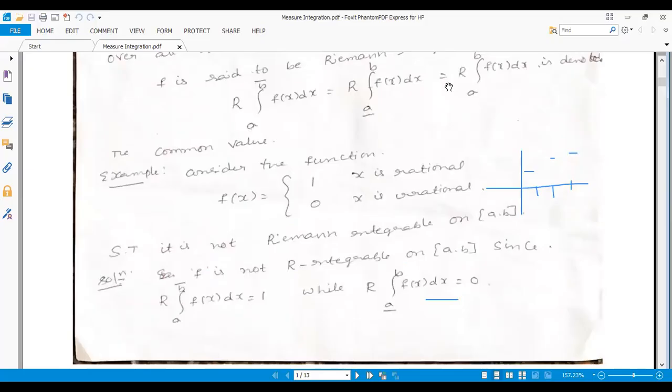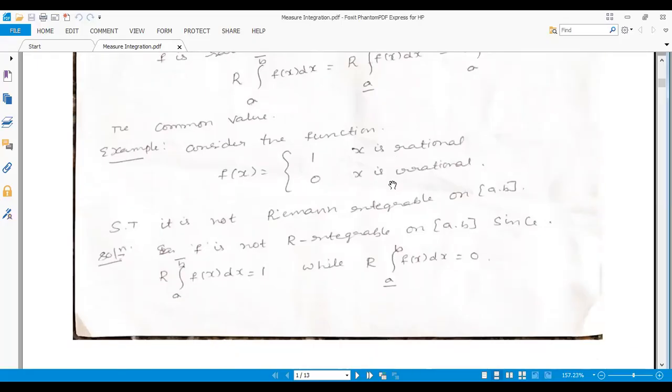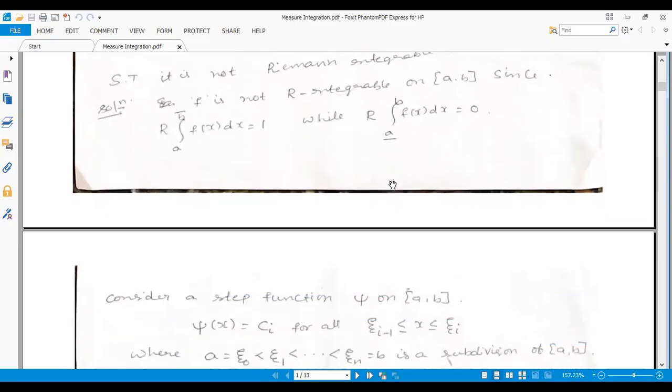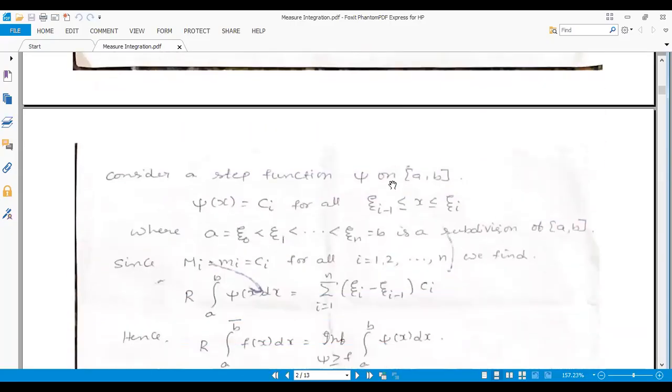Then we say that the lower Riemann integral is not equal to the upper Riemann integral. Then we say that it is not Riemann integrable on the closed interval [a, b]. This is the shortcoming.